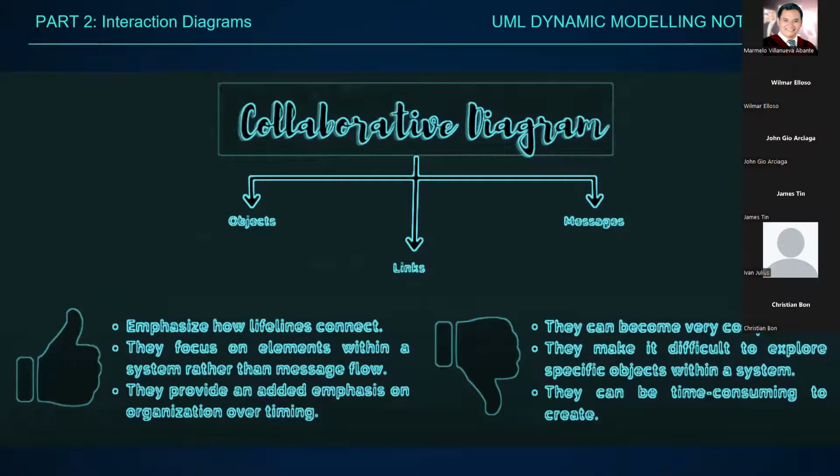Next, collaboration diagram. There are 3 primary elements of a collaboration diagram: objects, links, and messages. If we talk about objects, the objects participating and collaborating come in two kinds: suppliers and clients. Supplier objects are the objects that supply the method being called and therefore receive the message. On the other hand, client objects call the methods on supplier objects and therefore send messages.